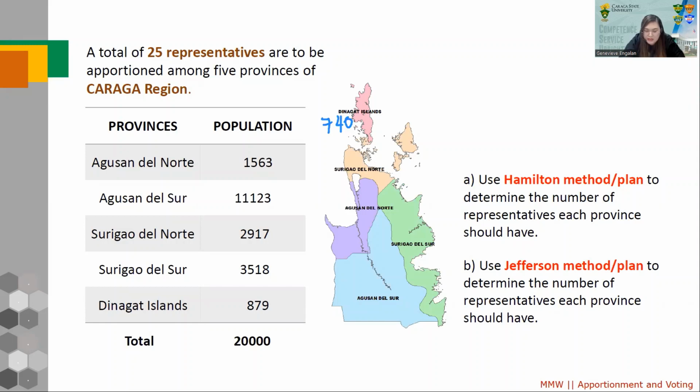So ang whole number part na lang akong isulat sa inyo hang iingon. So 1,563 divided by 740. 2.11. Okay, 2.11. So 2 na lang kayo butang. Okay, 11,123 divided by 740. 15, ma'am. 15. Sunod.